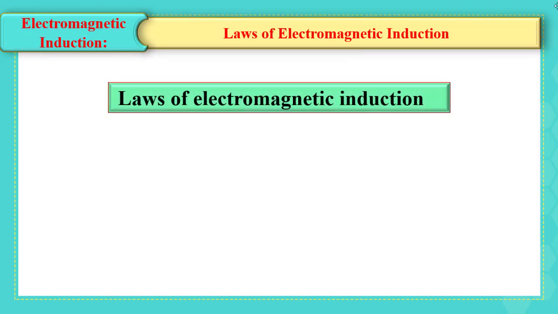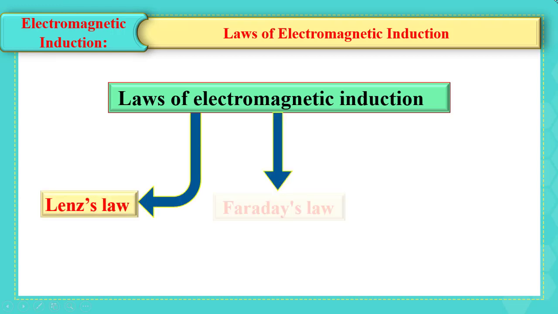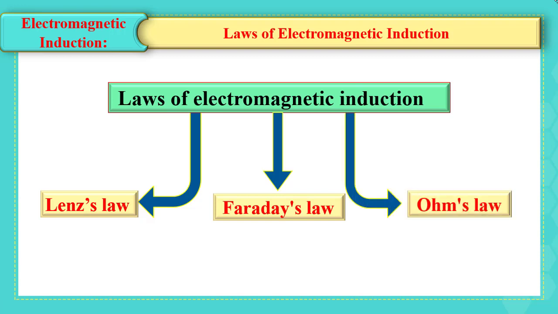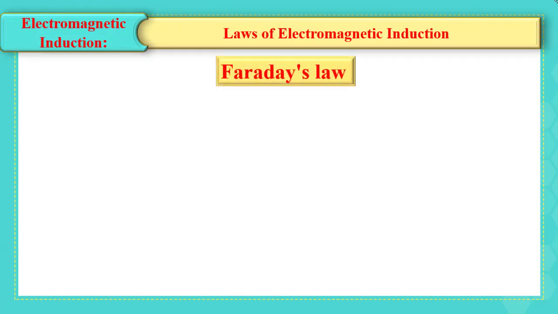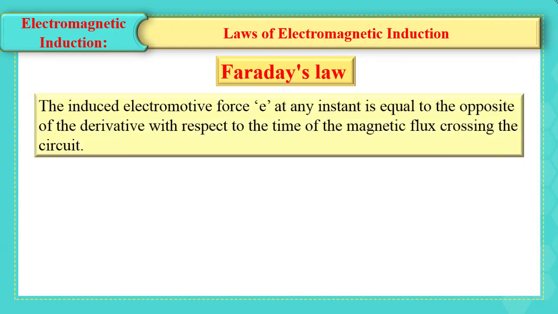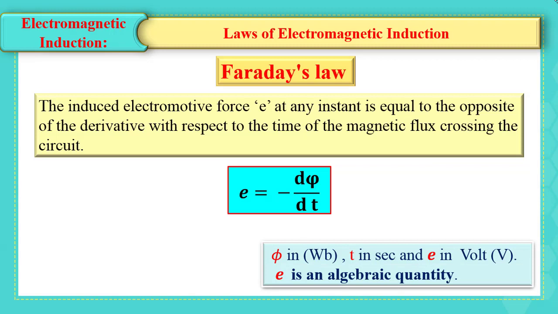Laws of electromagnetic induction. The laws of electromagnetic induction are Lenz's law, Faraday's law, and Ohm's law. Faraday's law: the induced electromotive force E at any instant is equal to the opposite of the derivative with respect to the time of the magnetic flux crossing the circuit, where E equals minus d phi over dt. Phi in Weber, t in second, and E in volt, where E is an algebraic quantity, so it can take a positive value or a negative value.